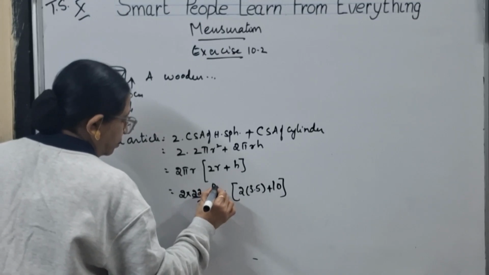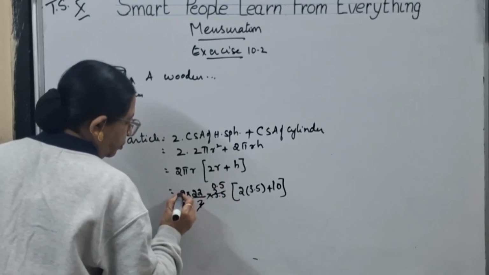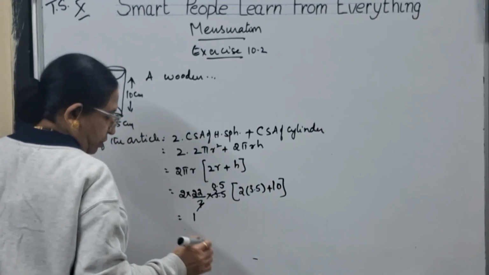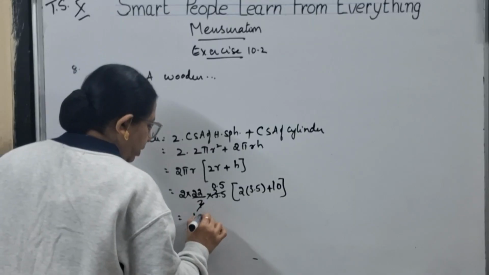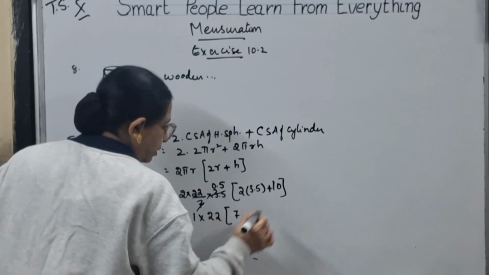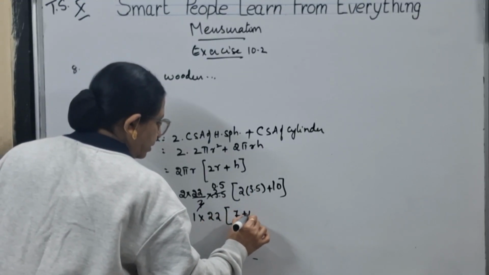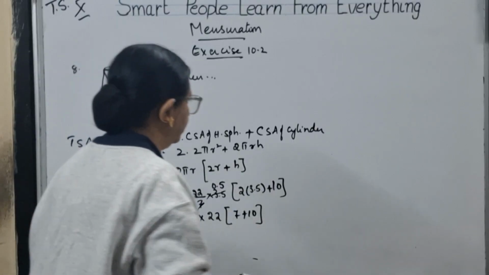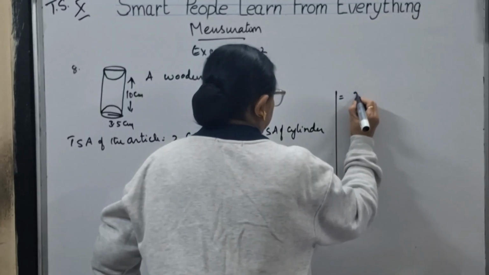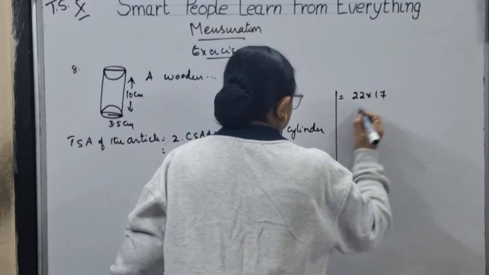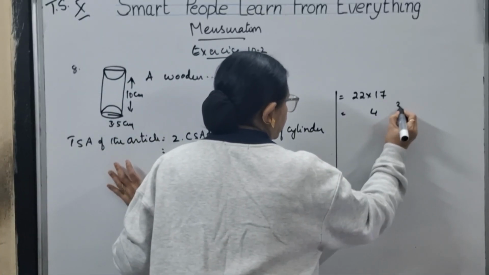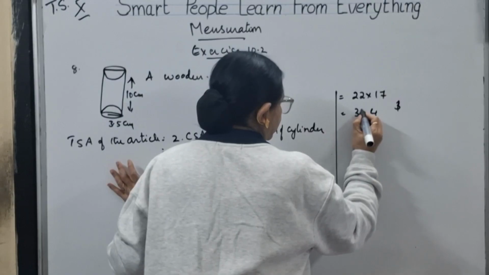So 7 ones are 7, 0.5. That is 0.5 into 2 is 1. 0.5 2s are 10 and before 0 we'll keep point. So this is 1. 1 into 22 into this is 7. 3.5 into 2 is 7 plus 10. So this means you are getting 22 into 17. 22 into 10 plus 7 plus 10 is 17. 17 2s are 34. 34 3 37.